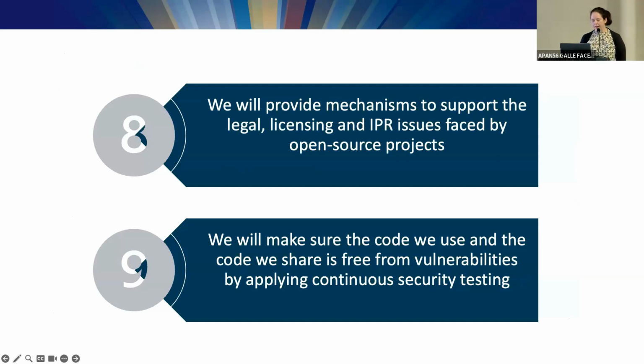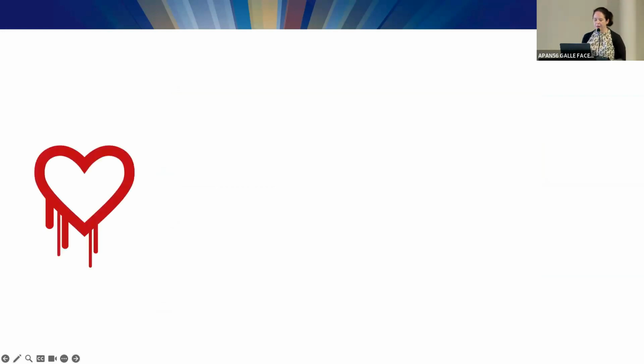So we're moving forward to the last few points now. Points 8 and 9 focus more on processes. Our principle number 8 is we will provide mechanisms to support the legal, licensing, and IPR issues faced by open source projects. And number 9, we'll make sure the code we use and the code we share is free from vulnerabilities by applying continuous security testing. Something that's very, very important, but something that's very, very costly in terms of time and money.